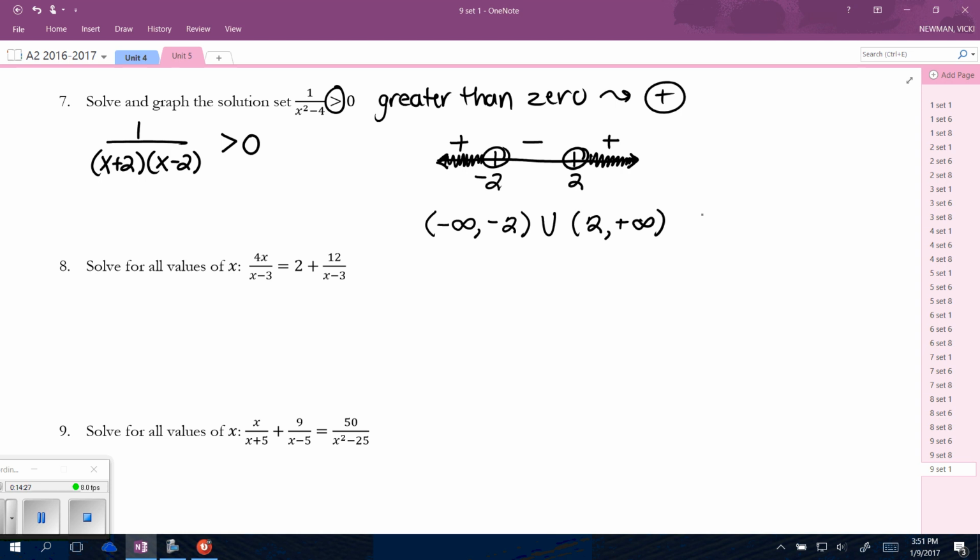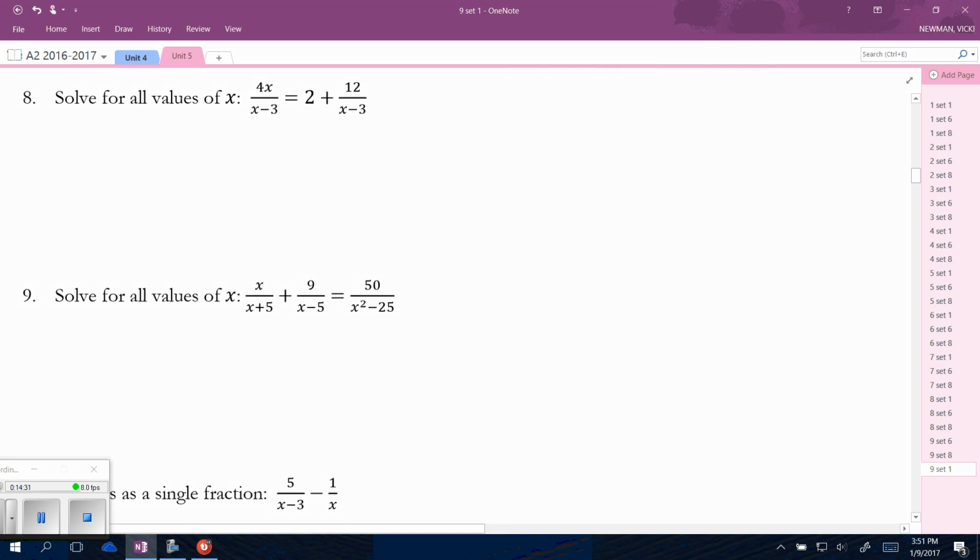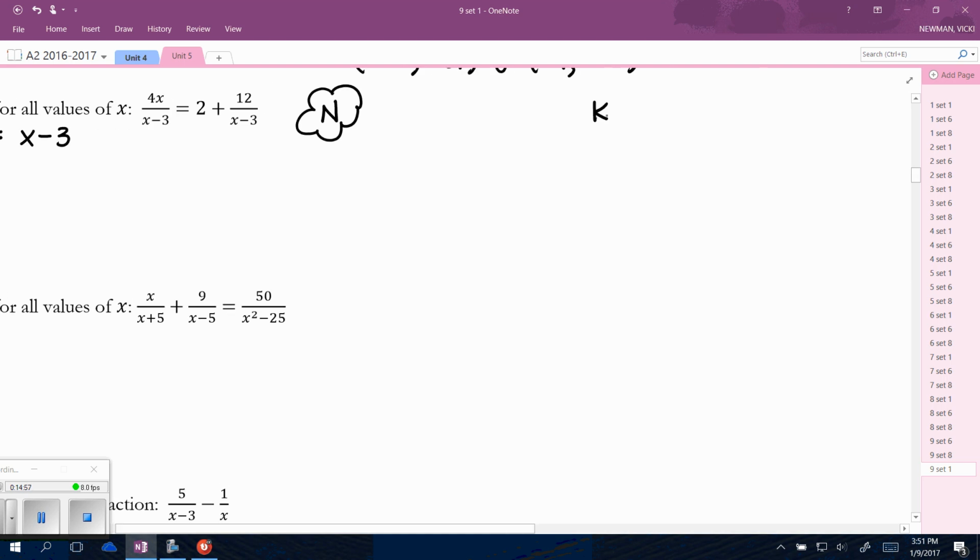All right. Number 8. If you have Miss Newman, you get a common denominator. If you have Mr. Krause, you solve by what he calls elimination. You're going to eliminate the denominators. So let's do this 2 ways. We both use a least common denominator, which would be x minus 3. So if you are Newman, you're going to watch this part. If you are Krause, you're going to fast forward and watch what we do, okay?